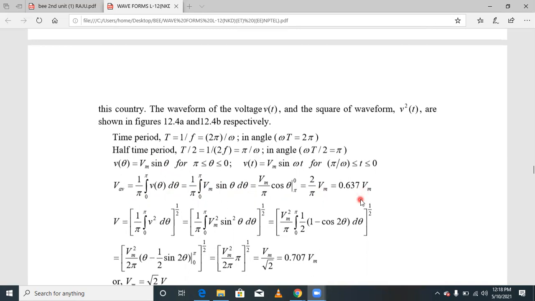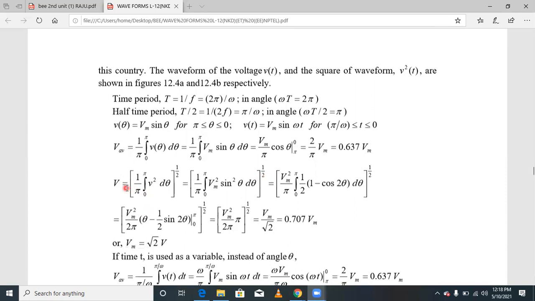And then we have to find the RMS value of the sinusoidal waveform. In the same way, you know the RMS value well. RMS is equal to 1 by pi integral 0 to pi V square d theta, to the power 1 by 2. That 1 by 2 power is nothing but the square root. The square root of 1 by pi integral 0 to pi V square d theta is called the RMS value. You know well the RMS value formula and the average value formula.